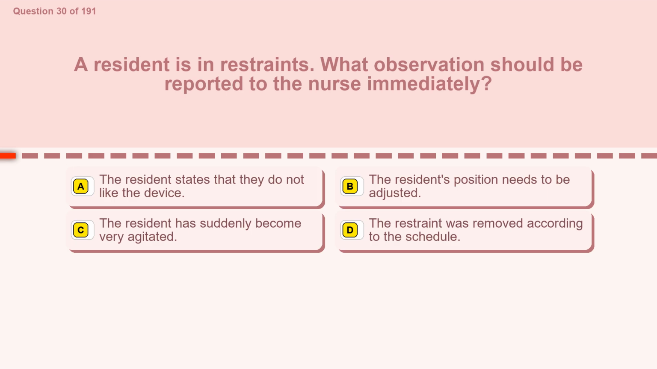Question 30. A resident is in restraints. What observation should be reported to the nurse immediately? Option A. The resident states that they do not like the device. Option B. The resident's position needs to be adjusted. Option C. The resident has suddenly become very agitated. Option D. The restraint was removed according to the schedule.